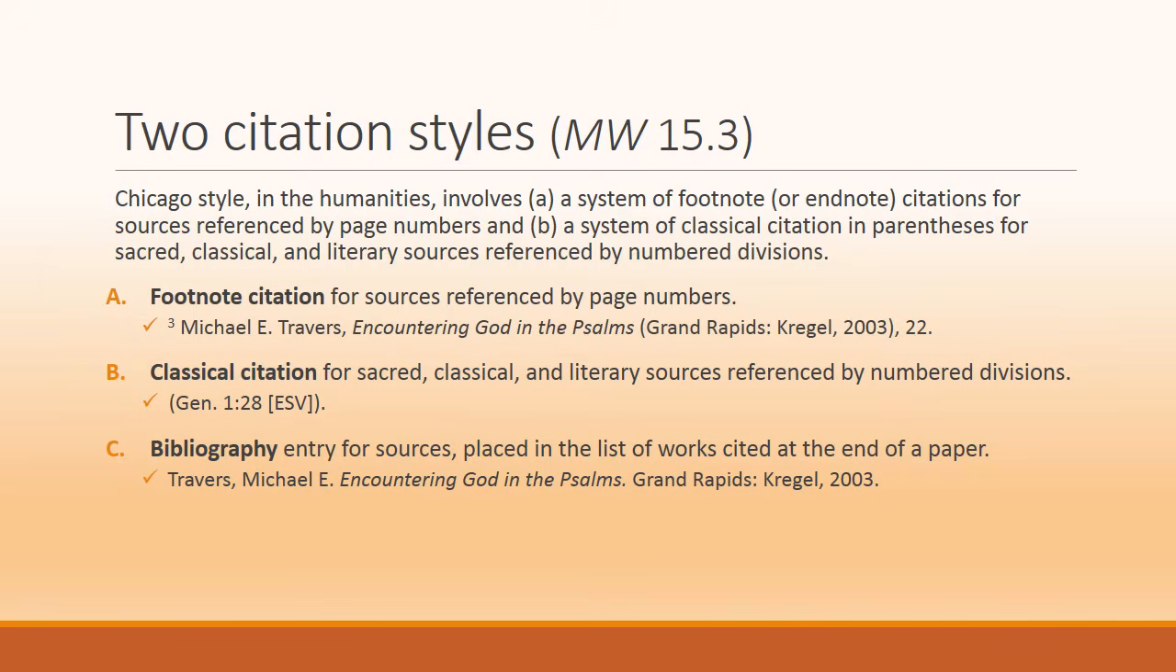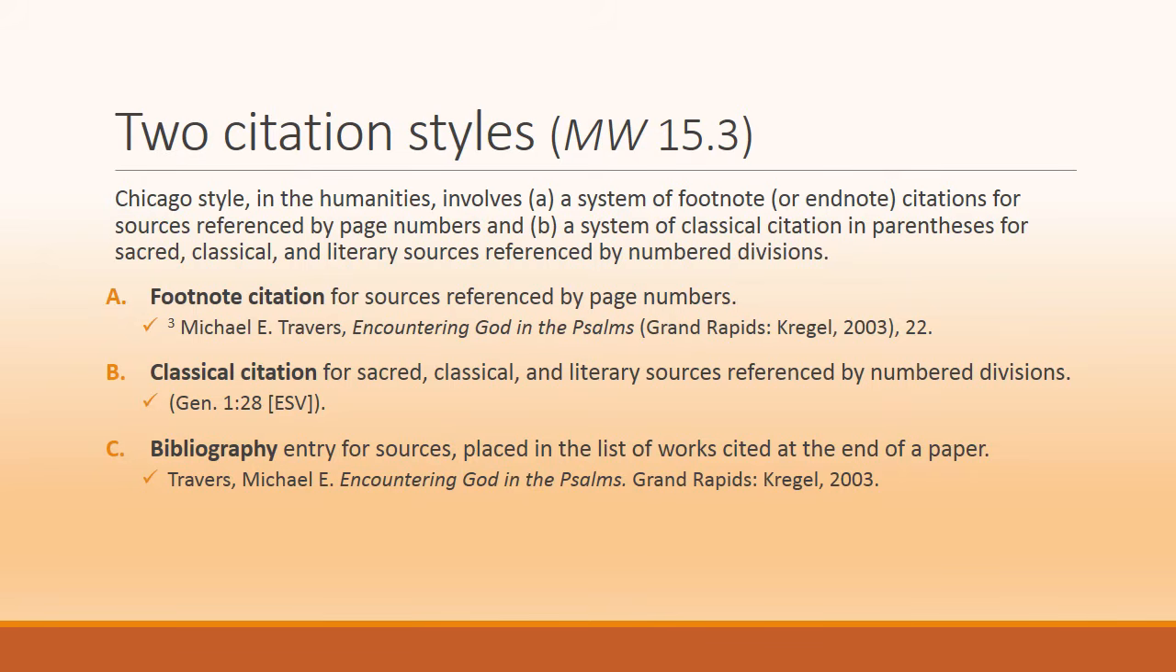A footnote citation for sources referenced by page numbers looks like this: the author's name, the title of the work, facts of publication, followed by the page number and a period. Classical citation for sacred, classical, and older literary sources referenced by number division, such as Genesis 1:28. And the first time I reference the Bible, I include in brackets the standard abbreviation for that translation or version.